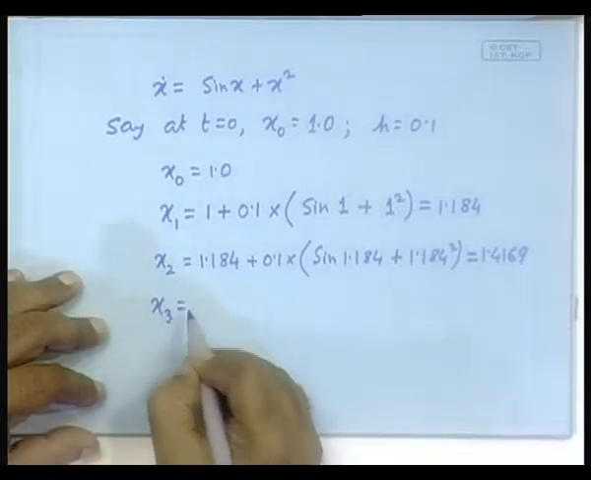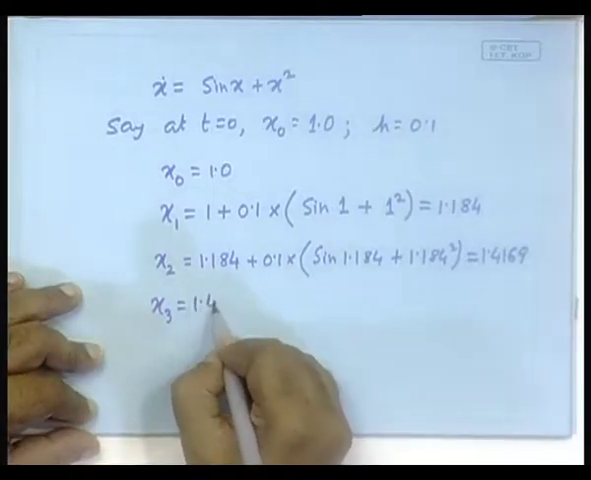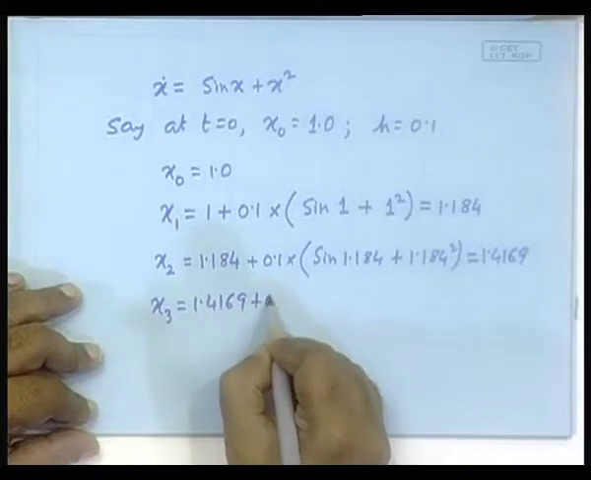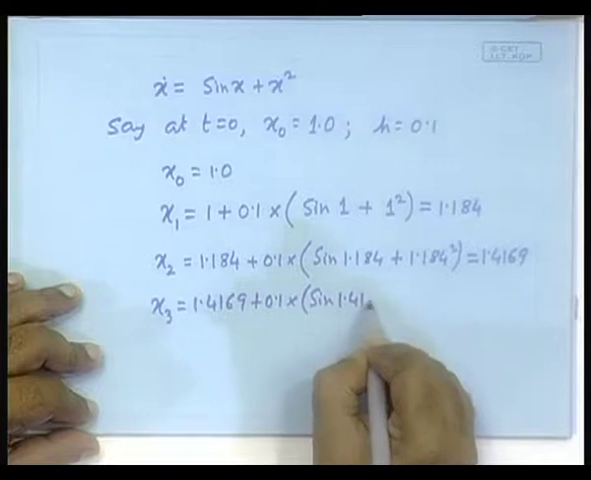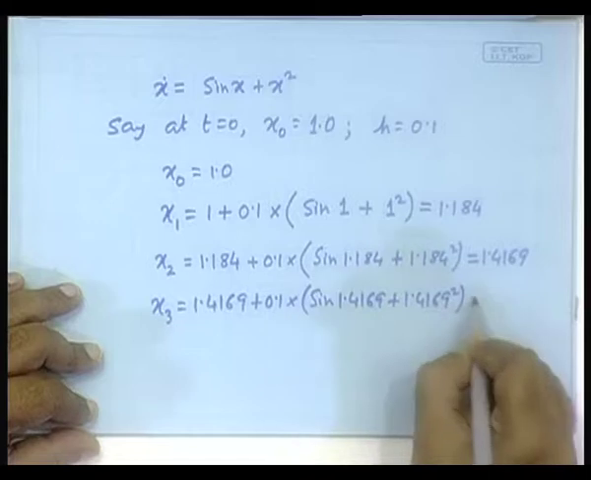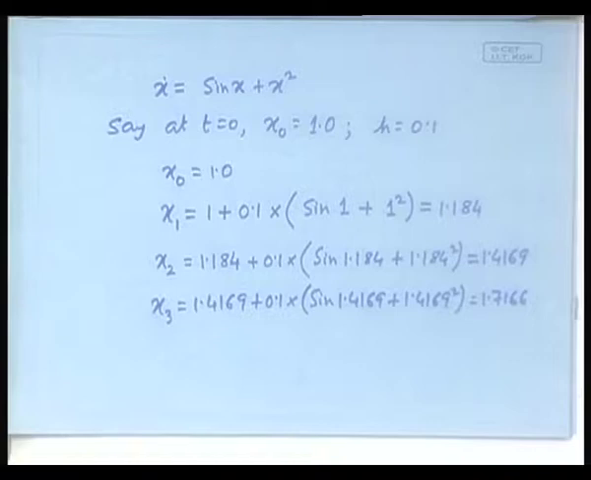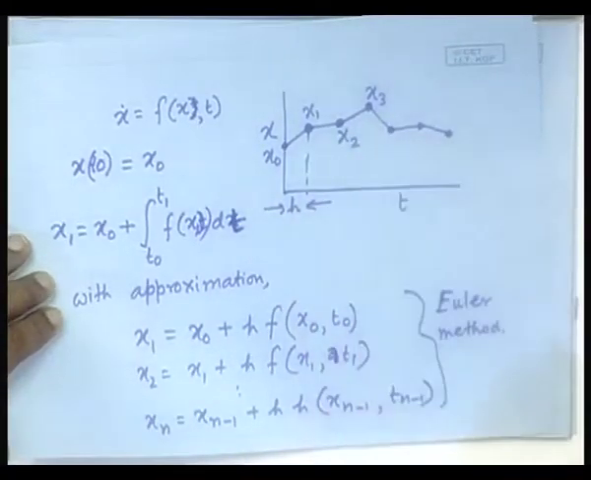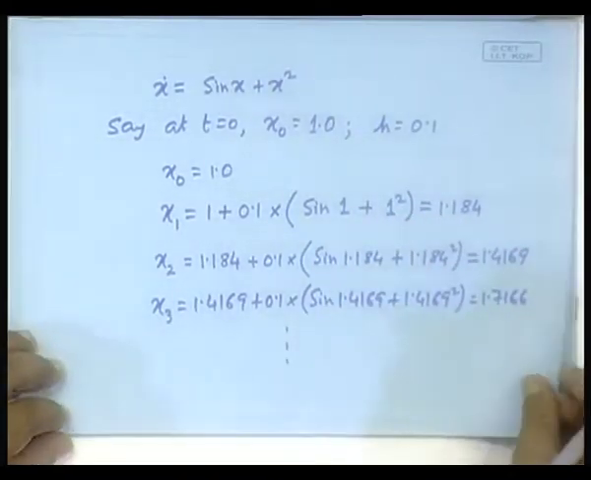x 3, I will write x 3 because we will compare with the other methods also. 1.4169 plus 0.1 times sin 1.4169 plus 1.4169 square is equal to 1.7166. So, and so on and so forth. We are taking steps exactly like this. Okay. So, this is how you would calculate by the Euler method.